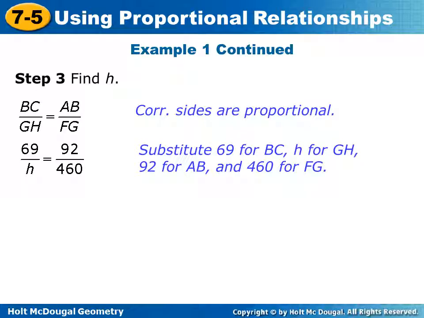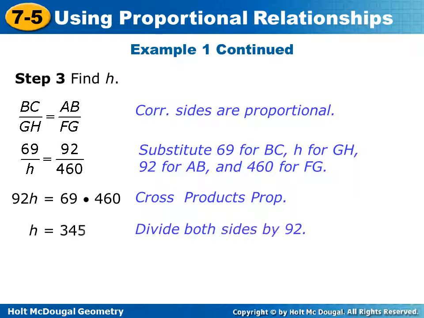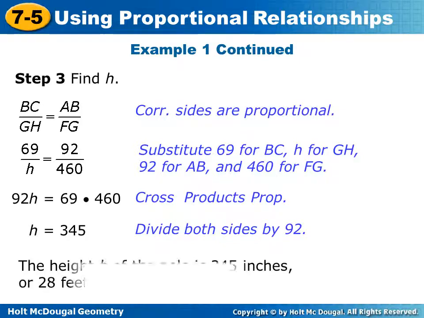We substitute all the numbers we found in inches for the segments that they correspond with. Go ahead and cross multiply to get 92H equals 69 times 460. And then divide both sides by 92 to get that H is equal to 345. Remember that height is in inches. So we can write our answer as 345 inches, or we can change it back to feet and write our answer as 28 feet 9 inches.